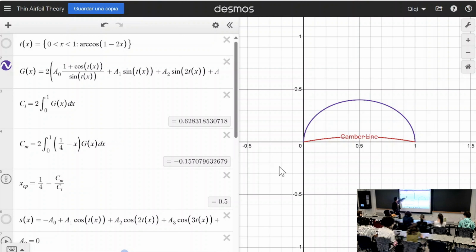Remember, it's going to be a sine of an arc cosine. What is it? Just look at the shape. What does it look like? It's a semicircle, right? A sine of an arc cosine is basically the square root of 1 minus x squared, then normalized by this term. So the vorticity distribution and the associated pressure distribution is a semicircle.